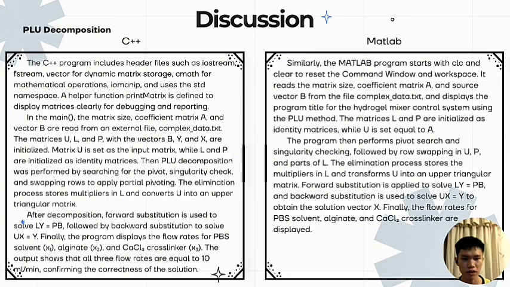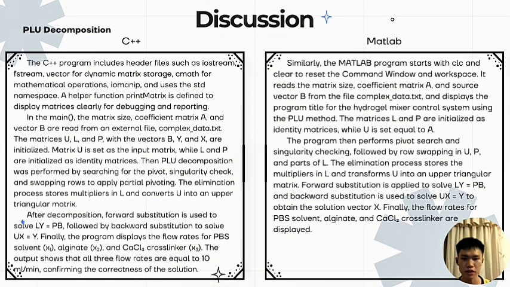Last but not least, PLU decomposition further improves the numerical stability by introducing a permutation matrix P to account for row swapping, which gives the factorization PA equals LU. In both the C++ and MATLAB programs, the program first searches for suitable pivot elements and performs row exchange to avoid division by zero or very small numbers. The matrices L, U, and P are then formed through the elimination process.